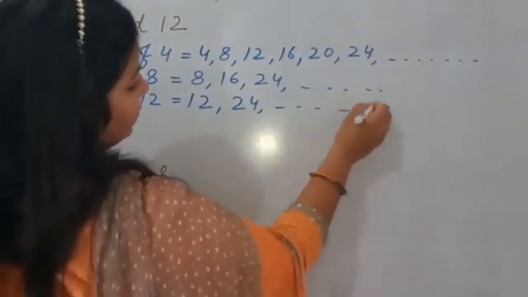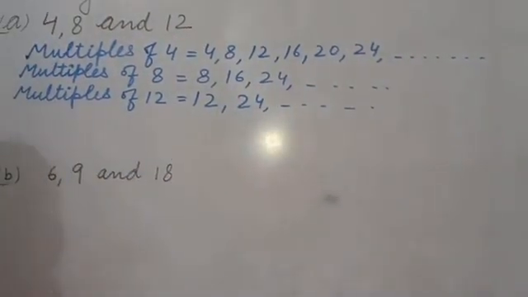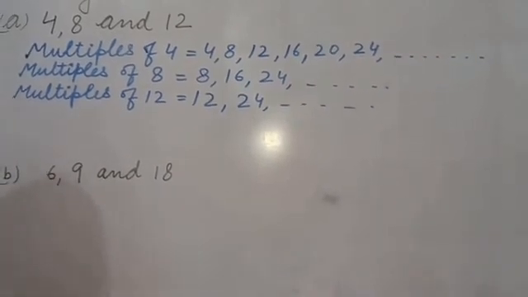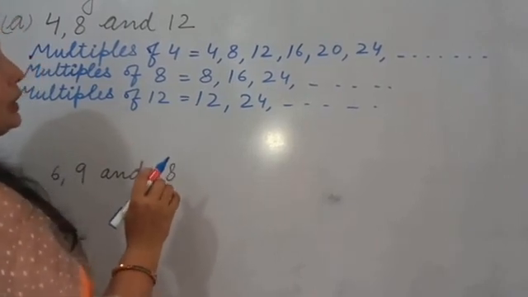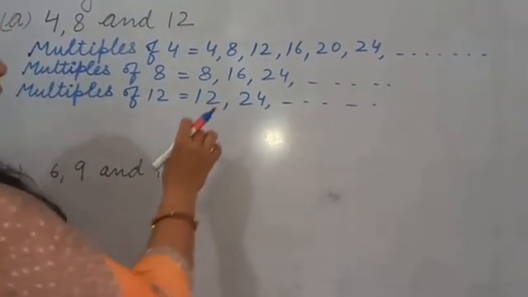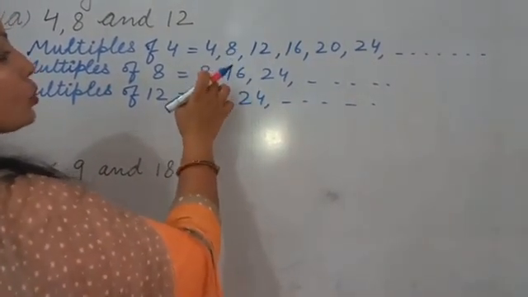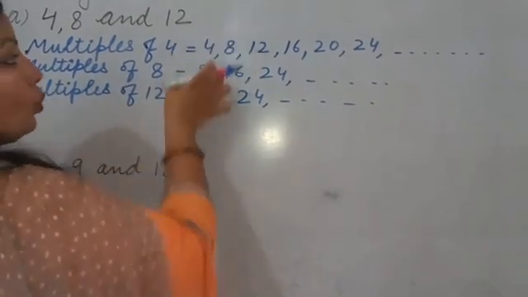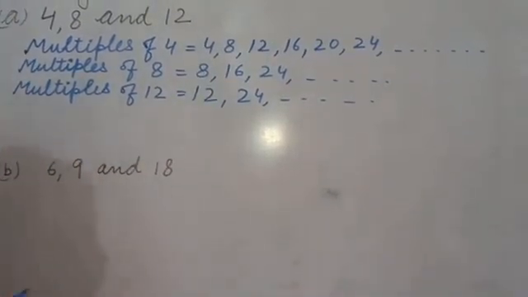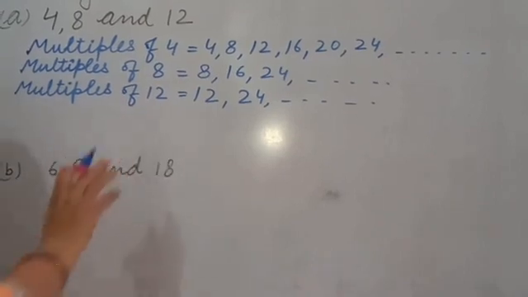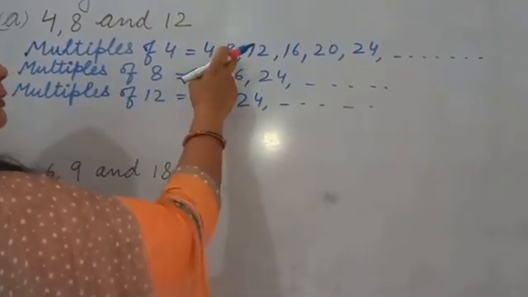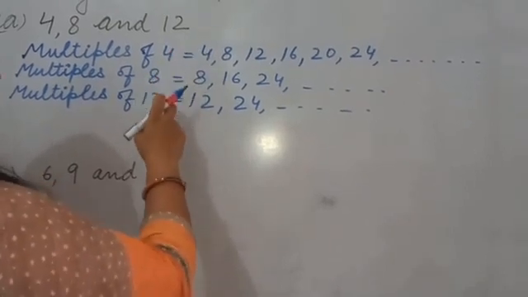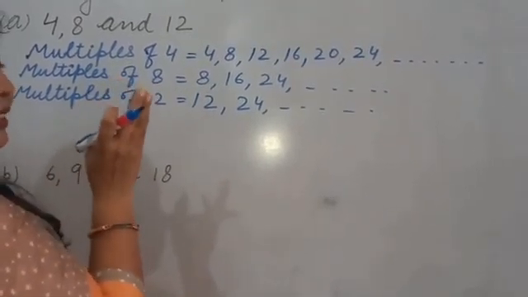Okay, so let me find the common. Which are the common from here? You can see that 24 is common in all of these. You can see here from these both, 8 is also common, but we have to find the common of all 3. Okay, हमें all 3 का common find करना है. आपको ये नहीं करना कि आपने 4 और 8 का कर लिया या 4 and 12. We have to find the common of all 3 numbers.